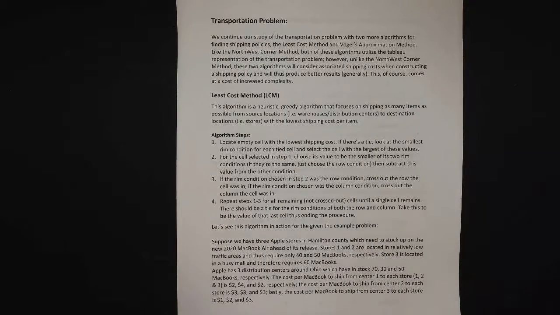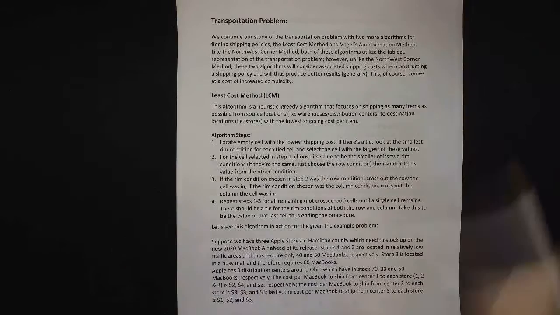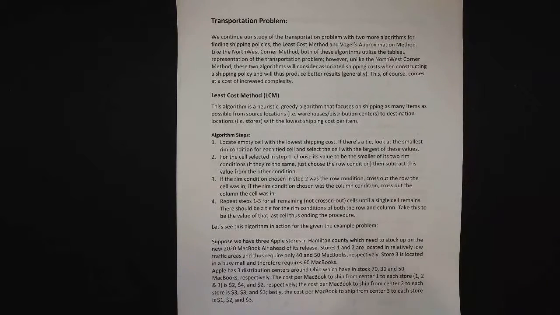And then this ends the procedure. Okay, so this is very similar to the northwest corner method, right? In that we're identifying a cell, we're choosing one of its rim conditions, and then we're crossing out either the row or column based on which rim condition was chosen, and then we repeat this until there are no more cells left. So it's very similar in that regard, right? The least cost method to the northwest corner method. Except the criteria by which we choose a cell at each step is different.